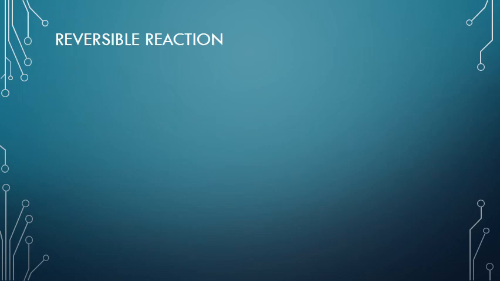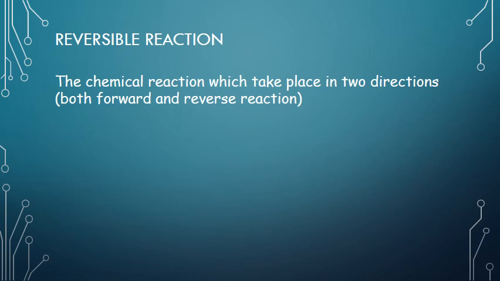So, sebelum kita bermula, chemical reaction ada dua jenis, which is satu adalah reversible reaction, maksudnya tindak balas yang berulang-alik. Satu lagi adalah irreversible, maksudnya tindak balas yang tidak boleh berulang-alik. Okay, so kita ada reversible reaction dan juga irreversible reaction. Apakah itu reversible reaction? Reversible reaction is the chemical reaction which take place in two direction, both forward and also reverse. Maksudnya reaction tu boleh pergi ke depan, okay, dan juga reaction tu boleh patah balik ke arah belakang.